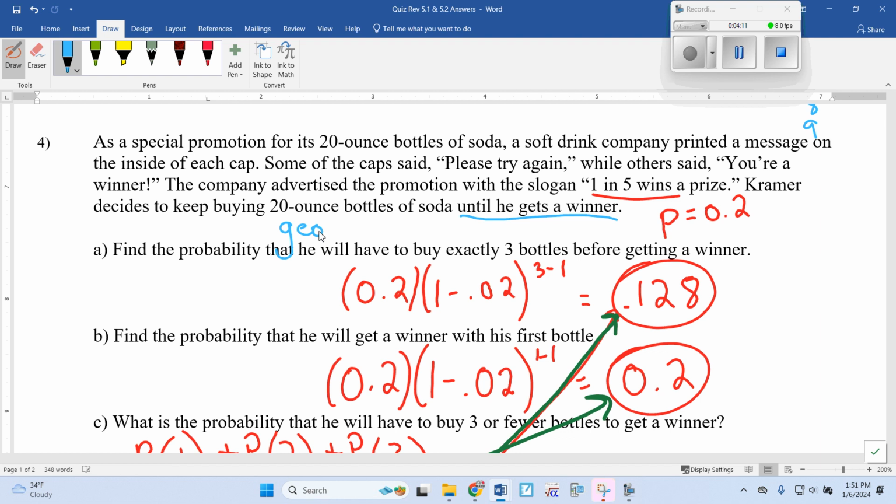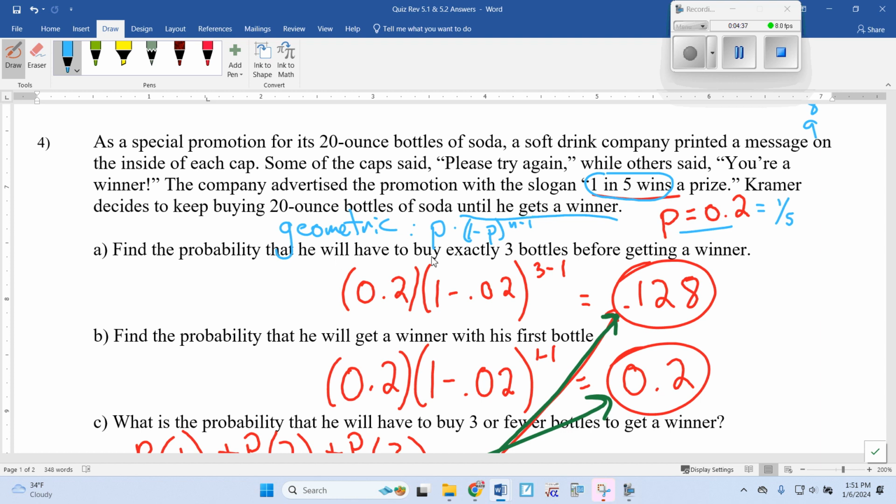So this is geometric. And our formula for geometric is P times (1 minus P) to the n minus 1. All right, once again, that's on our formulas. So if 1 in 5 is a winner, that means 1 in 5, 1/5, is 0.2, is our P.